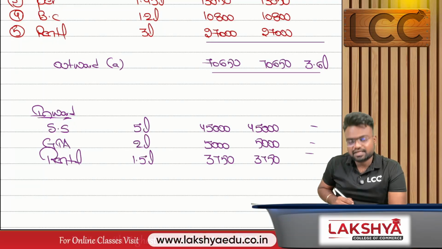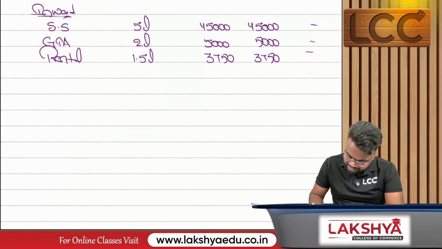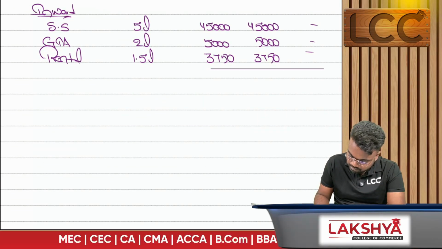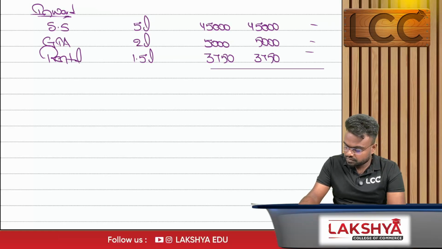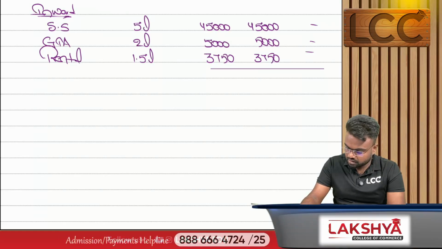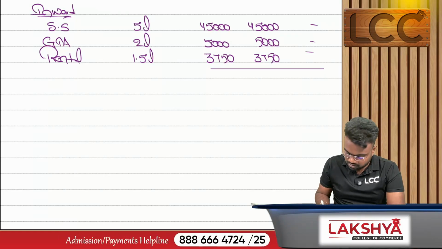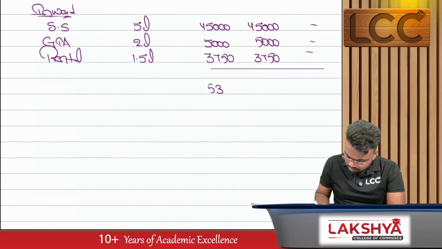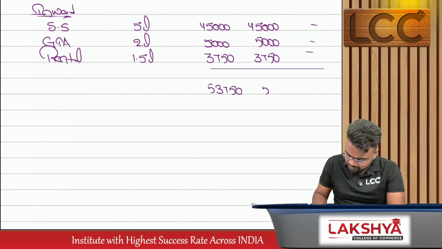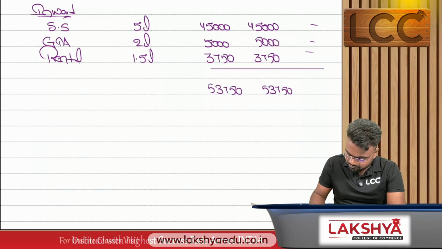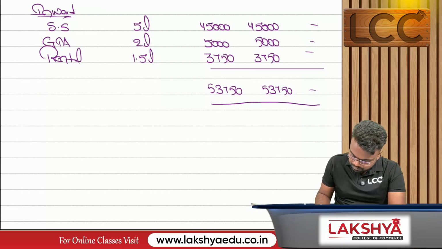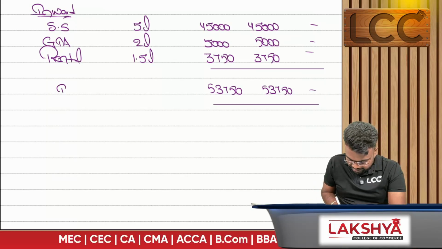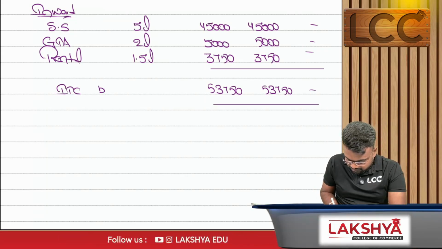Let's treat this one as A. Next, what is inward? 45,000 plus 5,000 plus 3,750 is 53,750. This is what ITC is. Let's keep this one as B.